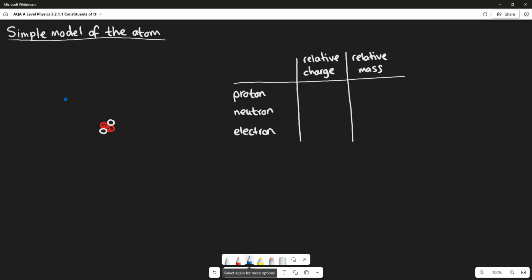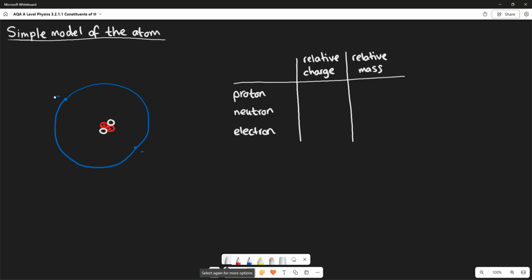If there are 2 protons in the centre, then we're going to have 2 electrons orbiting around the outside, balancing that charge. So we've got 2 negative charges and 2 positive charges. So overall, an atom is electrically neutral.